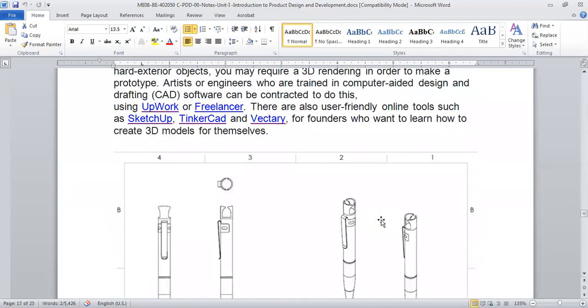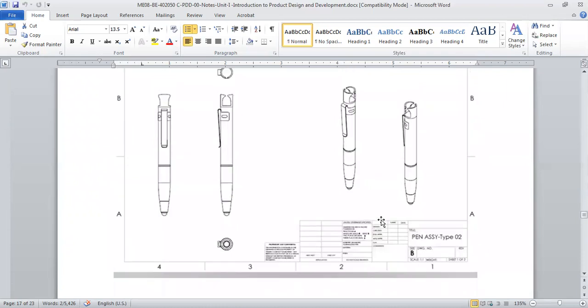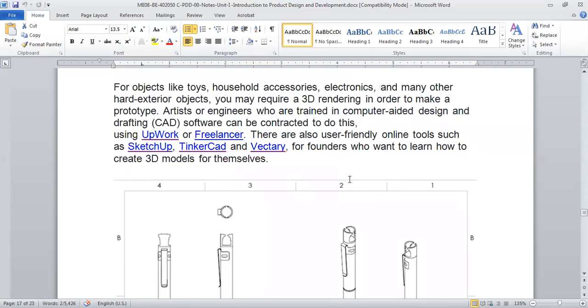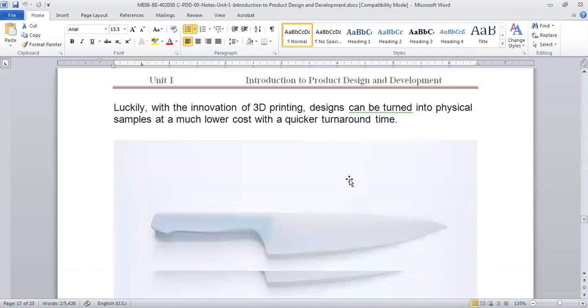Okay, say this is a 3D rendering of a pen. You will try to have a drawing in AutoCAD, whatever product or concept you have. You will draw a 3D image, using 3D models. You can draw the image of your product.